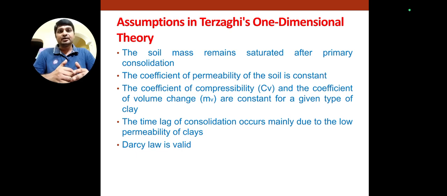The soil mass remains saturated after the primary consolidation also. The coefficient of permeability of the soil is constant because in all directions the permeability is the same, or the properties of the soil are the same. That is the isotropic condition of the soil, and that is why the coefficient of permeability of the soil is also constant.